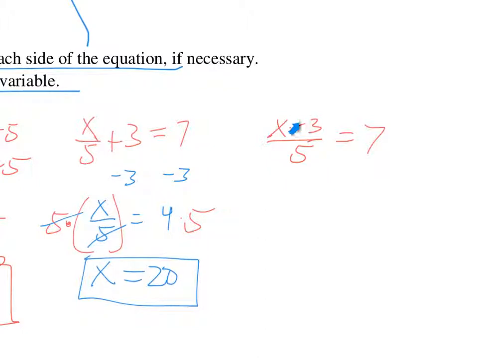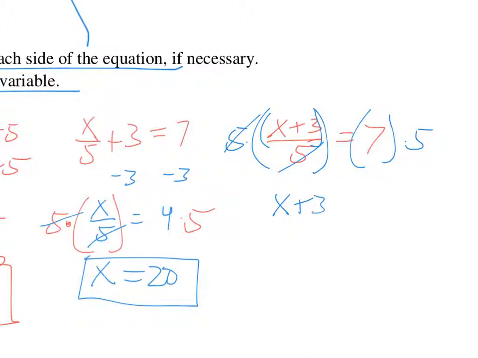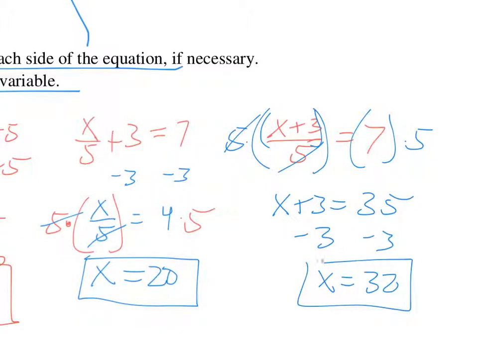But in this case, the whole x plus 3 is on top. So now, we've got to multiply by 5. Because when we have x plus 3 divided by 5 times 5, these cancel, leaving us with x plus 3 equals 7 times 5 is 35. Then we're going to subtract 3, and we're done. Okay?